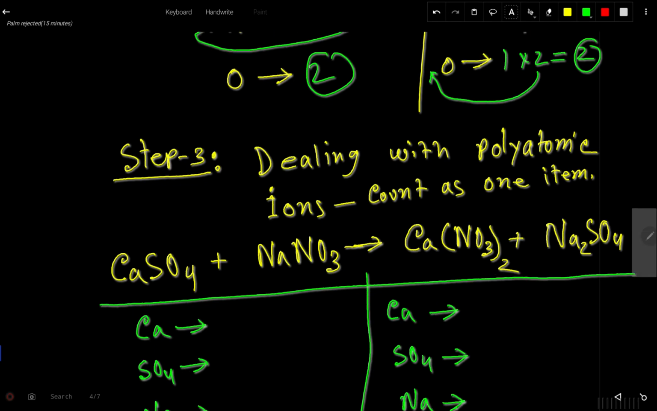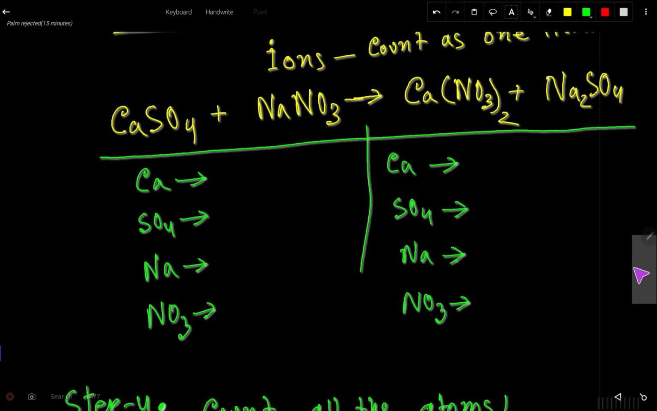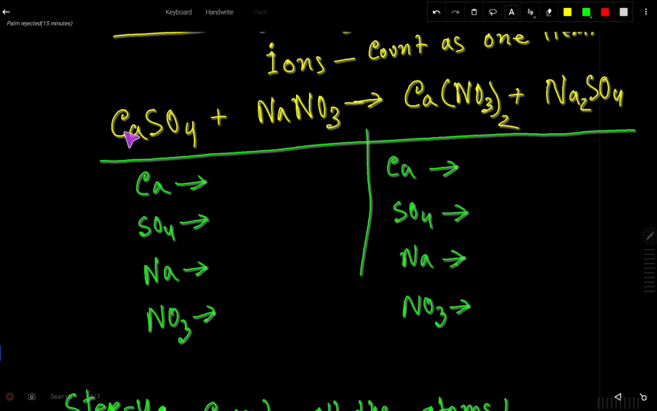So now sometimes you need to deal with polyatomic ions, and you have to count the polyatomic ion as one item. So look here, the number of calcium is 1, the sulfate SO4, this is a polyatomic ion, which is 1, then sodium 1, nitrate, which is a polyatomic ion, 1. Then calcium 1, nitrate is 2, right? Then sodium is 2, and sulfate is 1, which is a polyatomic ion.